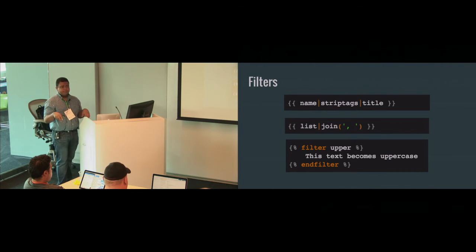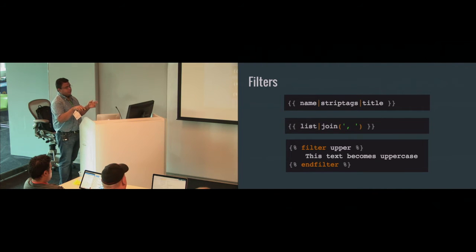Some filters receive parameters. For example, if we have an array and we want to concatenate the array using a comma in the middle of each element, we can use the join filter, and then we pass the separator.